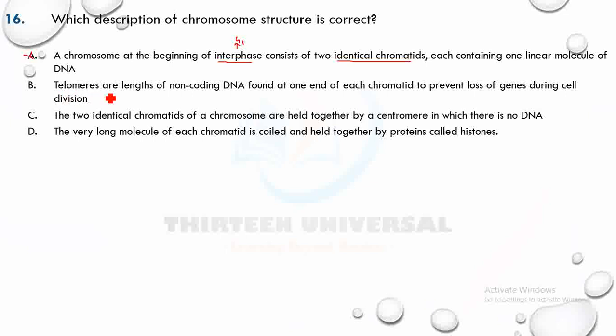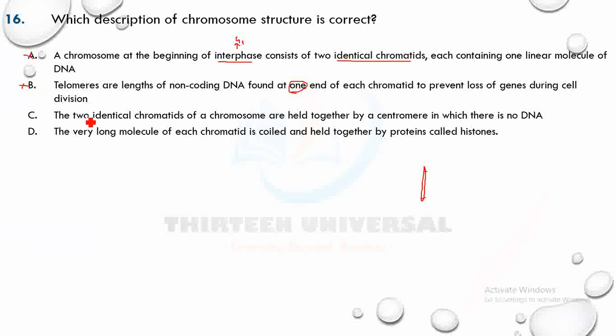B says telomeres are lengths of non-coding DNA found at one end of each chromatid. They are not found at one end. Telomeres are found at both ends, not one end. Of course, they prevent loss of genes, but they are found at both ends. So if this is a chromatid, telomeres are found here and here. So that is why B is not correct.